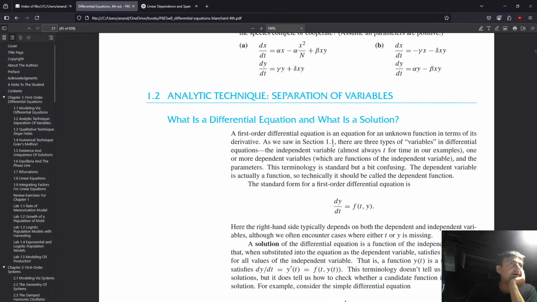Okay. There are 3 types of variables: the independent variable, the dependent variables, and the parameters. This terminology is standard but a bit confusing. The dependent variable is actually a function, so technically it should be called the dependent function. The standard form for a first-order differential equation is dy/dt equals f of t and y.